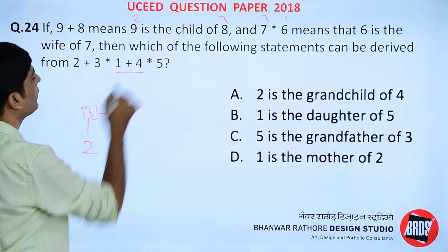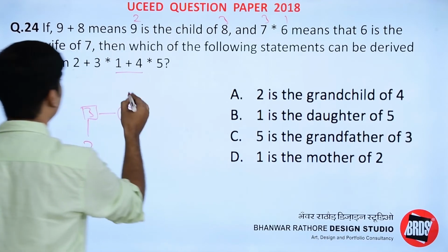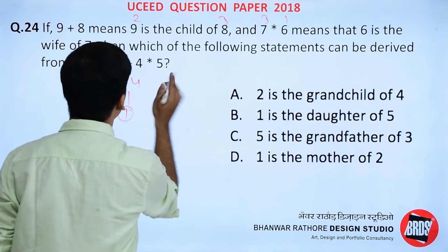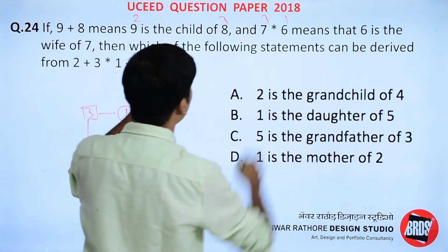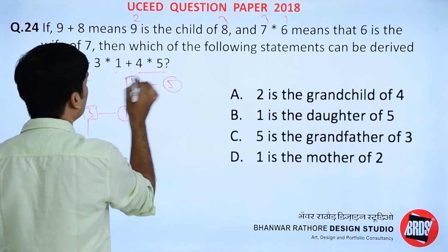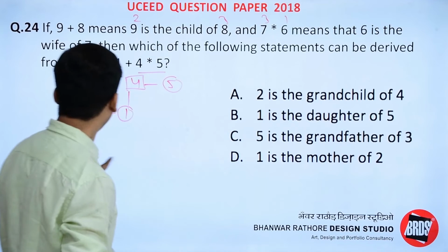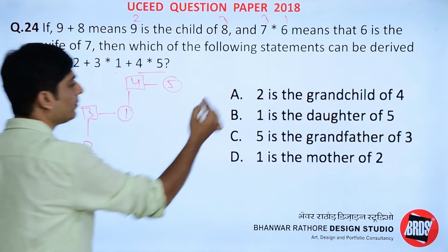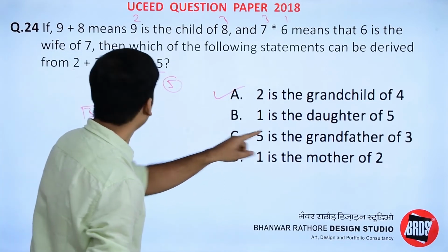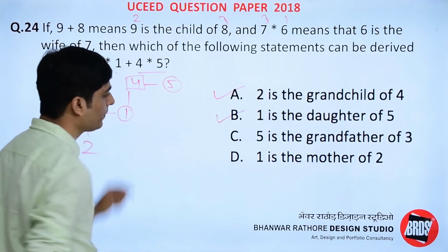Later 1 and 4. It means 1 is a child of 4. Later 4, 5. It means 5 is the wife of 4. This would be male. Now, 2 is a grandchild of 4. True. 1 is the daughter of 5, because we know the gender. So we can say this is a daughter.